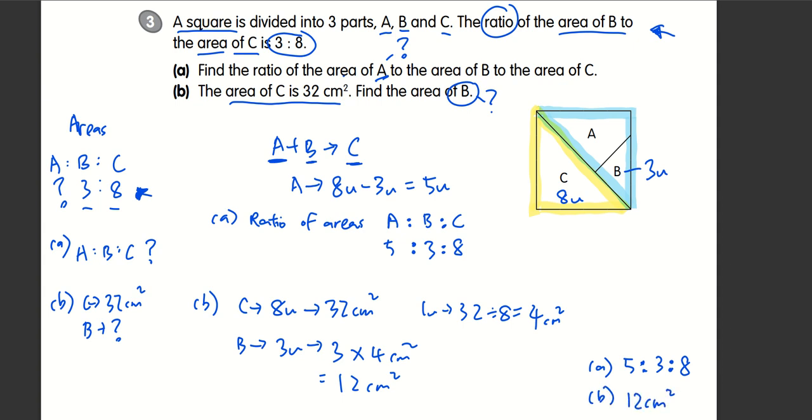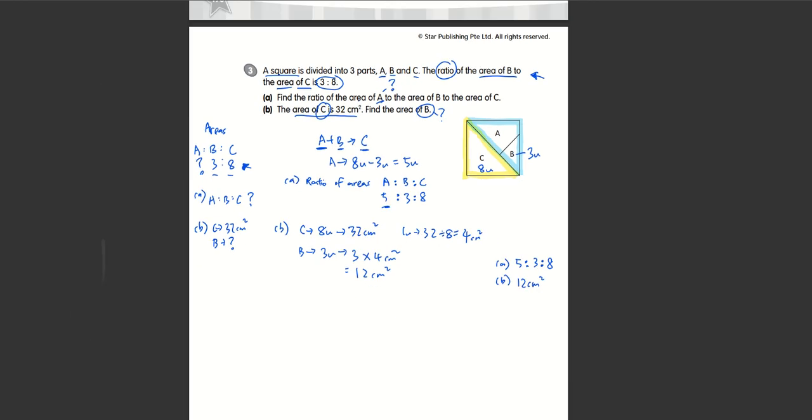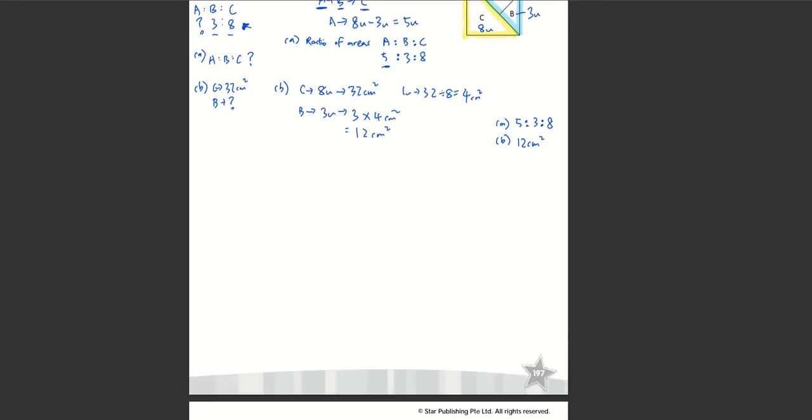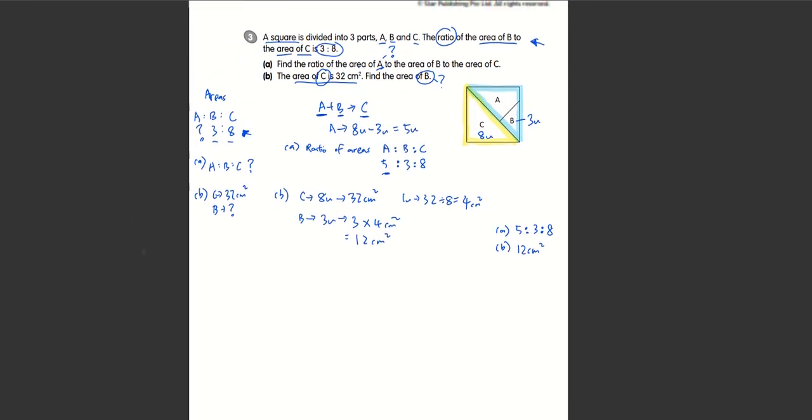I could use the part A answer to find it, which actually is not quite necessary, because it's B and C in the question. Okay, so this is the answer for question 3, ratio of three quantities. Question 3, page 197. Okay.